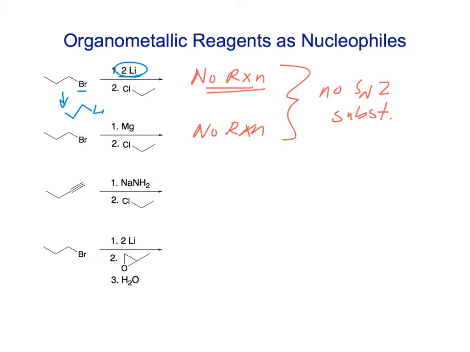What about the next reaction down there? We treat this terminal alkyne with a strong base, and then we add chloroethane. What happens then?